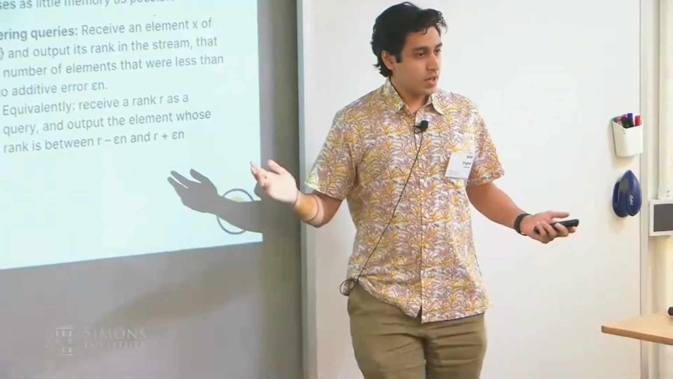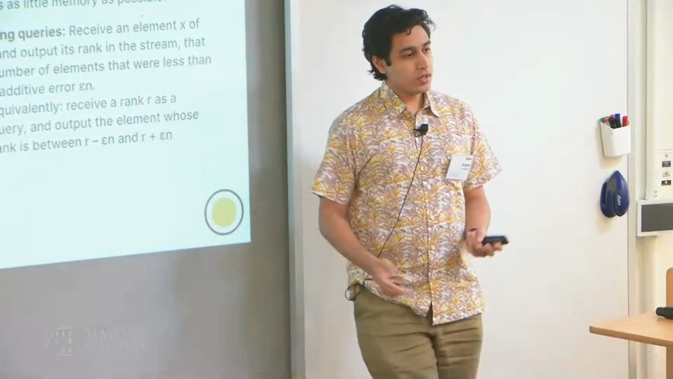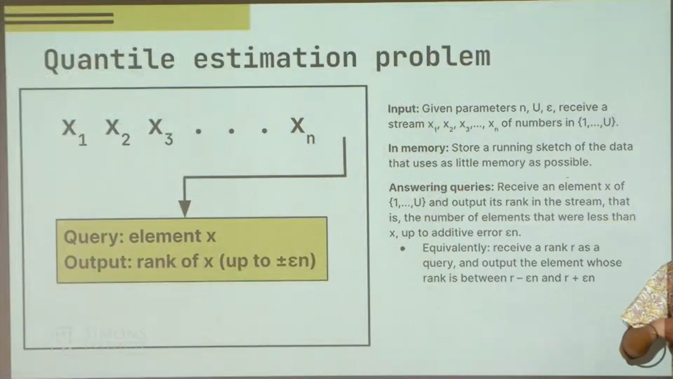Okay, so let me start by just describing the problem at hand. This is a streaming problem, so we're going to receive a stream of numbers one by one as input, and our goal is going to be to keep as low memory as possible throughout the stream. More specifically, we have some universe of size u. If the inputs are integers that are machine words, you can think of this as like 2 to the 64 or something. Basically, there's some universe of size u, and we're getting inputs from 1 through u. And we get a stream of length n.